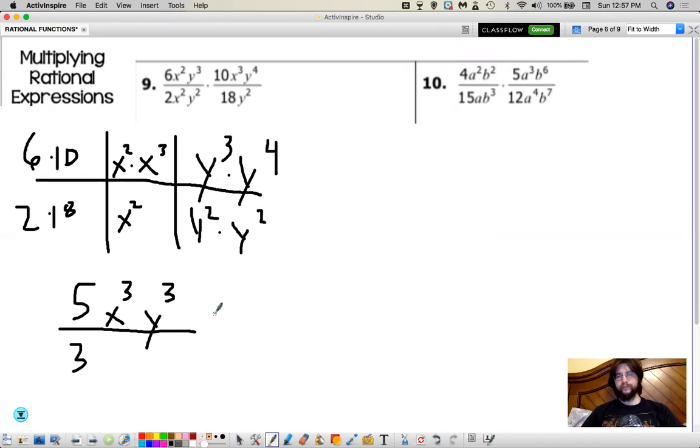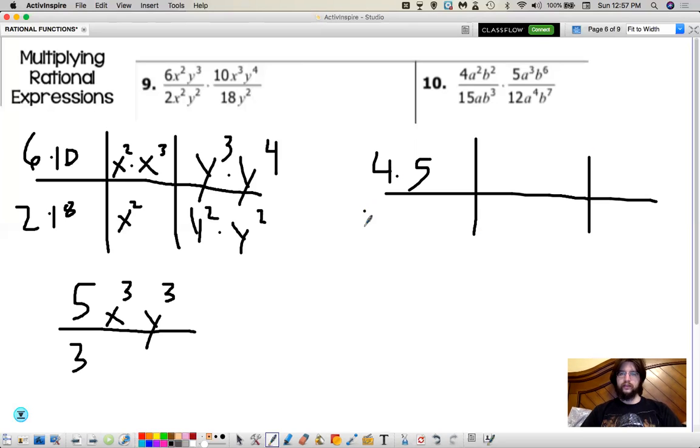That's it. So go over here. Again, I like to organize it. If you don't have to. 4, 5, 15, 12. Now you could save yourself some effort if you're not using a calculator by simplifying before you multiply. Like here, 5 and 15, well, that's 1 and 3, and that's 1 and 3, so my answer is going to be 1/9. We'll get there.